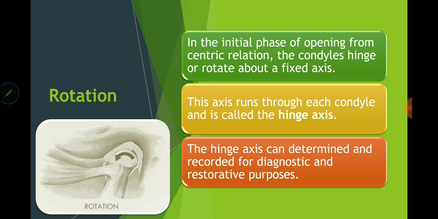Okay, so rotation, which is hinge. In the initial phase of opening from the centric relation, the condyle hinges or rotates about a fixed axis. This axis runs through each condyle, and it is called the hinge axis. The hinge axis is more of a rotation. The hinge axis can be determined and recorded for diagnostic and restorative purposes.